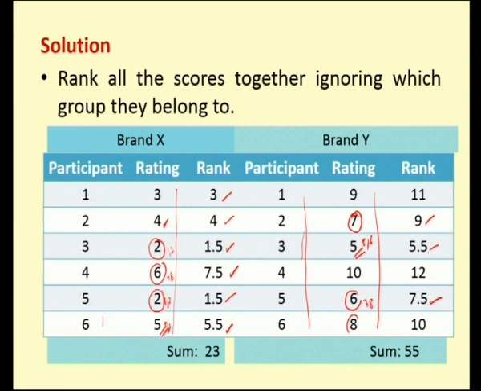Now come to 8. 8 will take the rank 10, and here the last observation is after 8, 9 gives the rank 11, and 10 is the last rank which gives you 12. So totally 12 observations combining brand X and brand Y ratings, you have assigned the rank. Now find out the sum of the brand X rank. So it is 23. Find out the brand Y rank sum, it is 55.